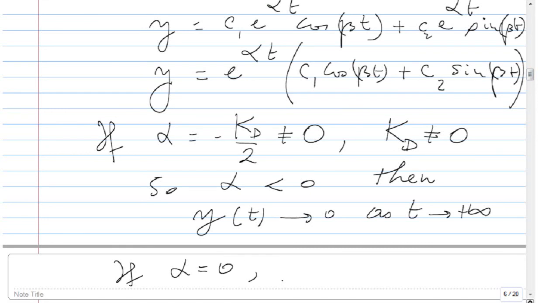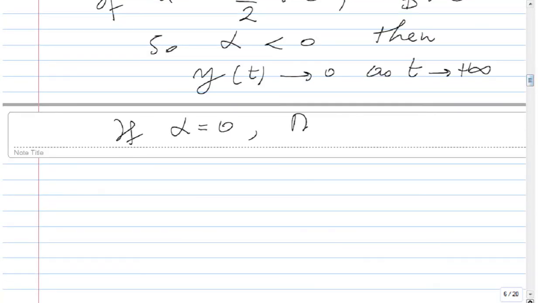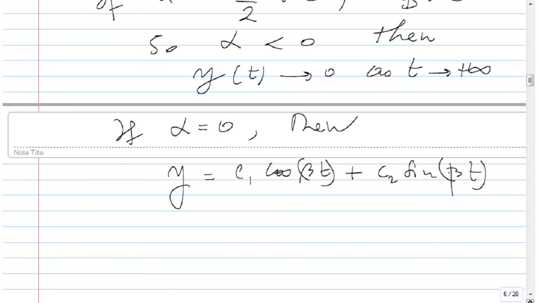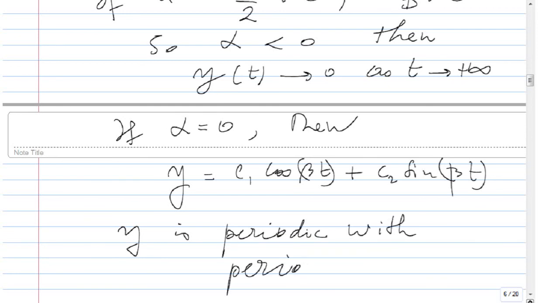But if alpha is equal to 0, okay, then y is equal to C1 cosine beta t plus C2 sine beta t. And in this case, y is periodic with period 2 pi over beta. So you see, in this case, there is no way we are going to go to 0. It keeps going up and down, up and down.